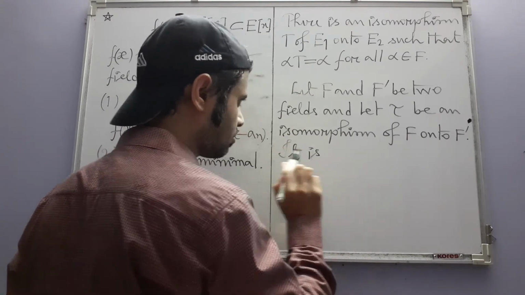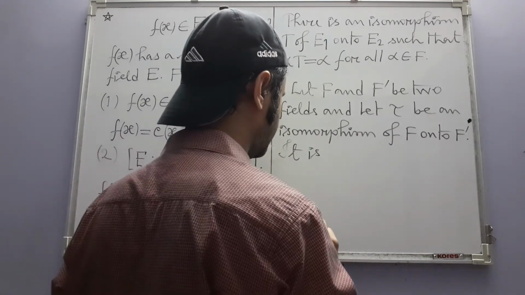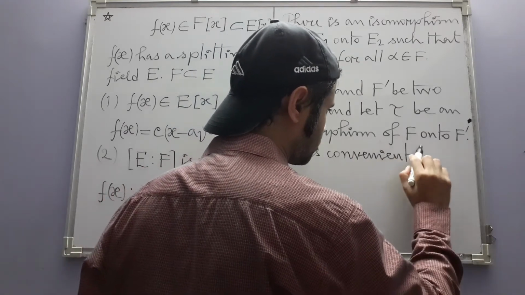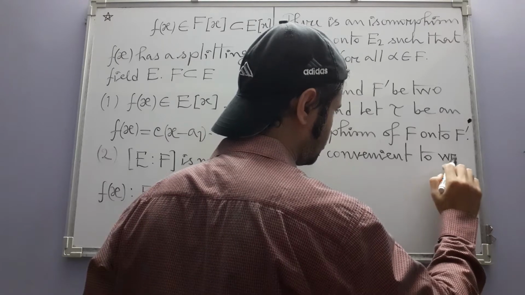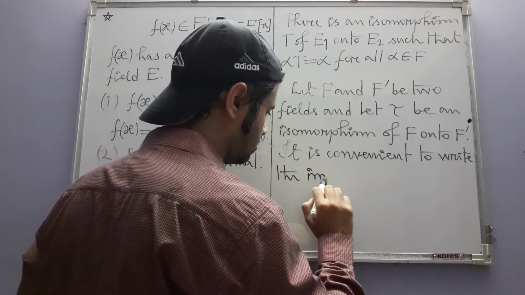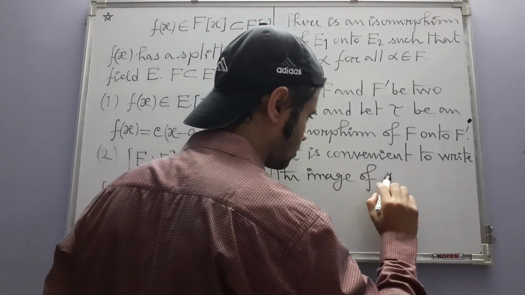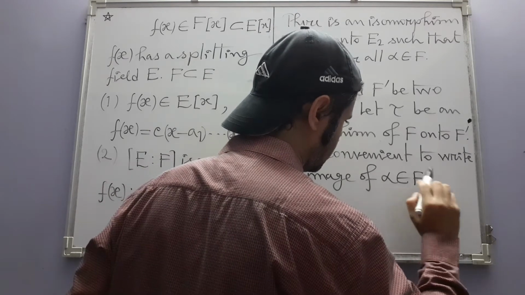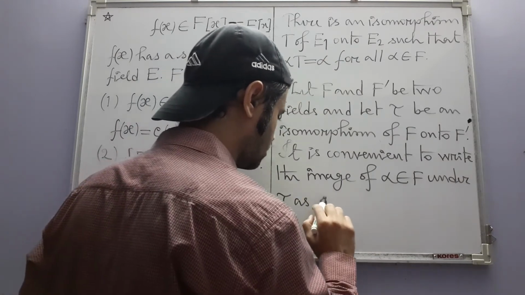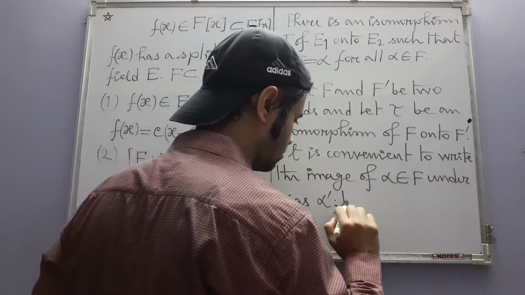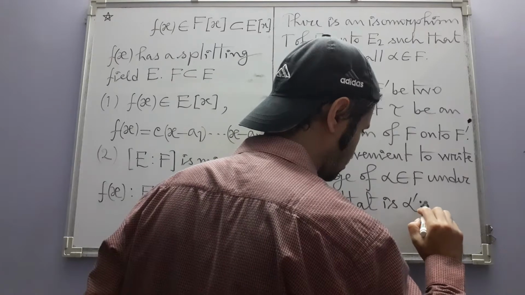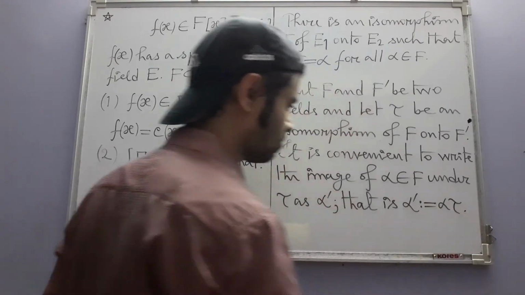It is. So now let us simplify our notation a little bit. It is convenient to write the image of alpha in F under tau as alpha prime. That is, alpha prime is the image of alpha under tau.